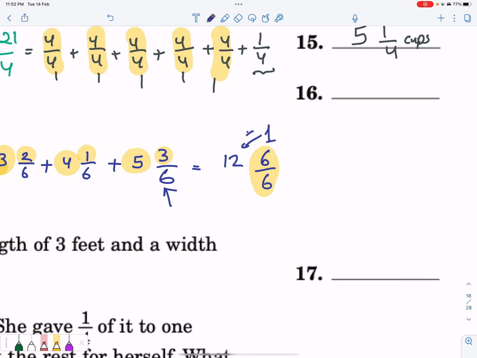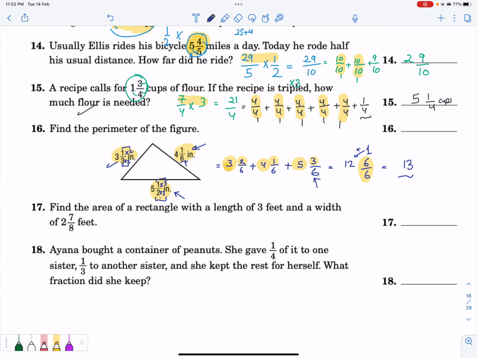So you will add that to this. So the total thing will be 13. So 13 is the answer for that parameter, for that triangle.